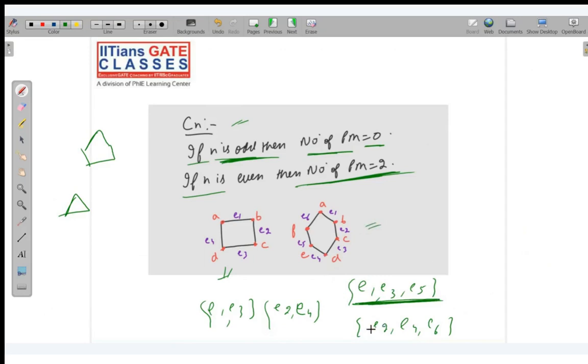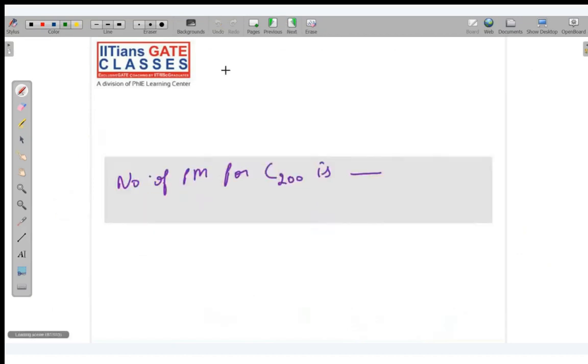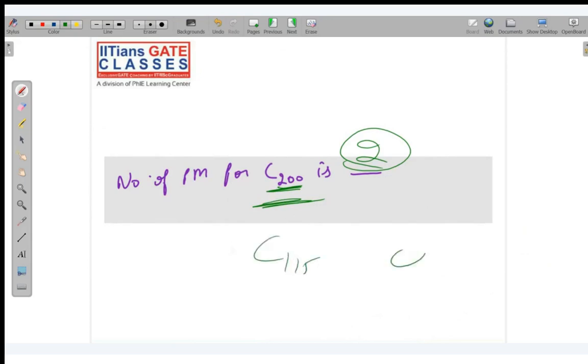So if n is even, the number of perfect matchings is 2. Take snapshot. I will jump to the next slide. Okay, so the number of perfect matchings for C200 is only 2, no problem, because it is even. If it is odd, if I say C115, you will say 0.